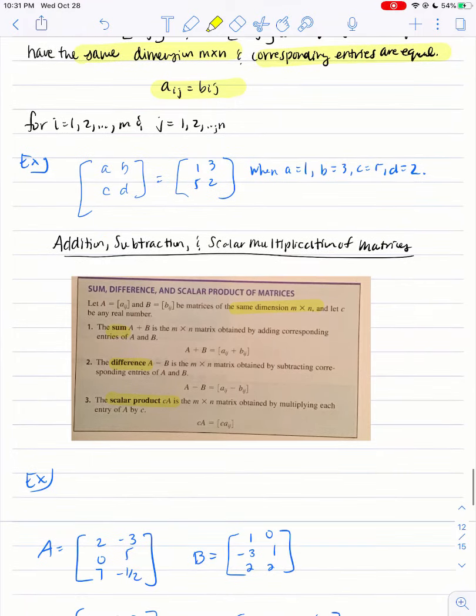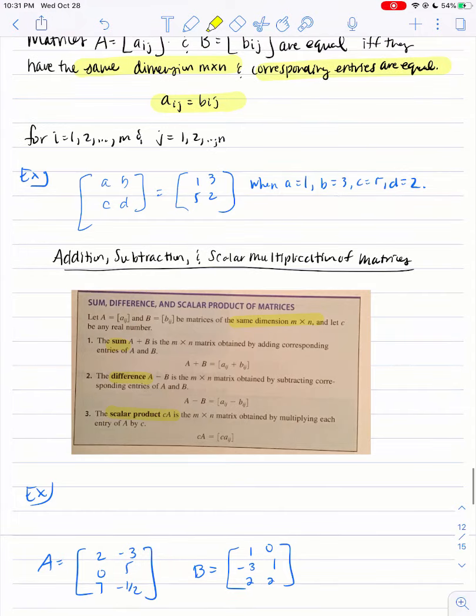So for example, I have the matrix A, B, C, D. This equals 1, 3, 5, 2. So these matrices are equal when A equals 1, B equals 3, C equals 5, and D equals 2. So they have the same dimension. They're both 2 by 2, and their corresponding entries are equal.